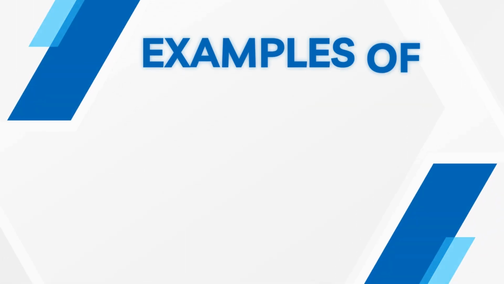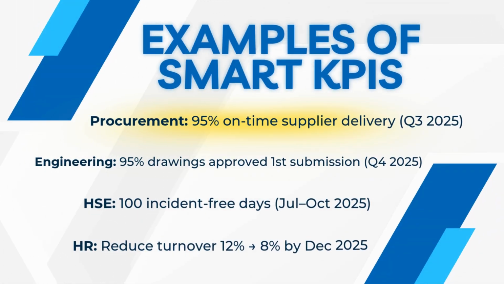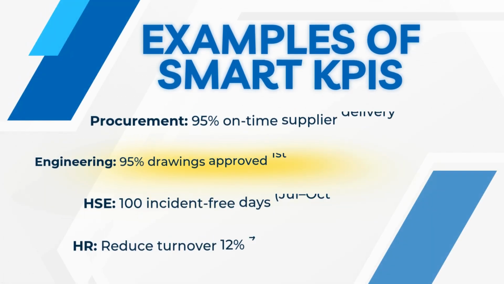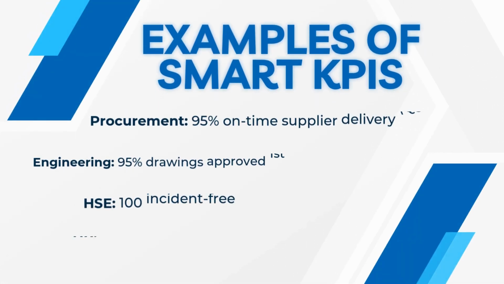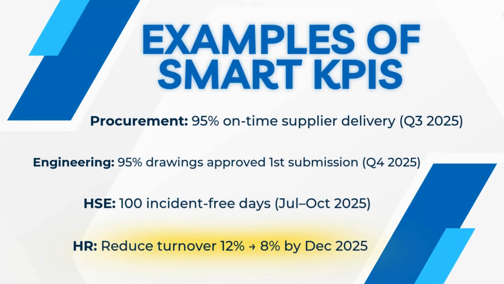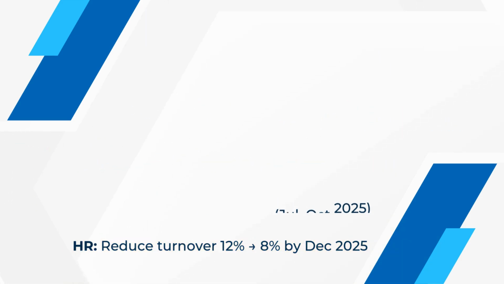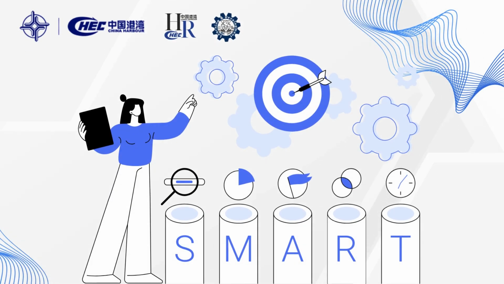Let's look at some examples across departments. Procurement, achieving 95% on-time supplier delivery by Q3 2025. Engineering, securing 95% of drawings approved on first submission. Health, safety and environment, achieving 100 incident-free days between July and October 2025. HR, reducing employee turnover from 12% to 8% by December 2025. These examples show how KPIs can be specific, measurable, and goal-oriented.